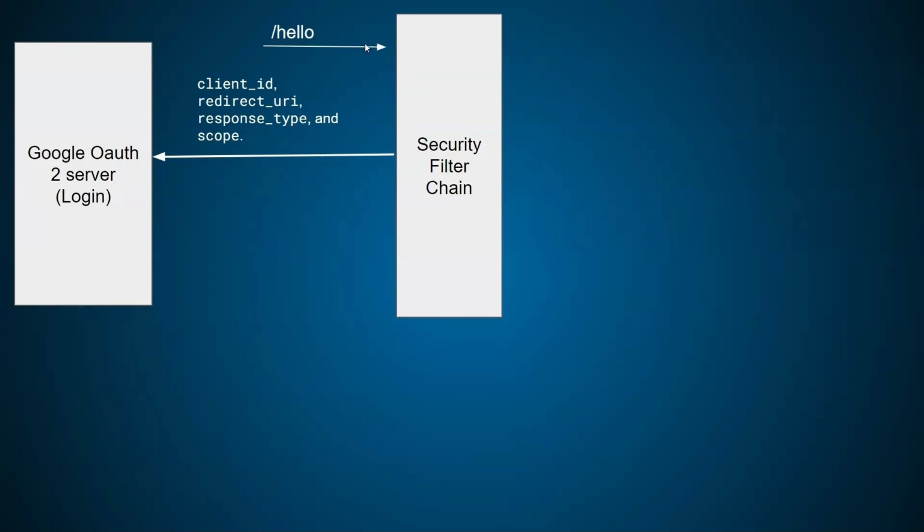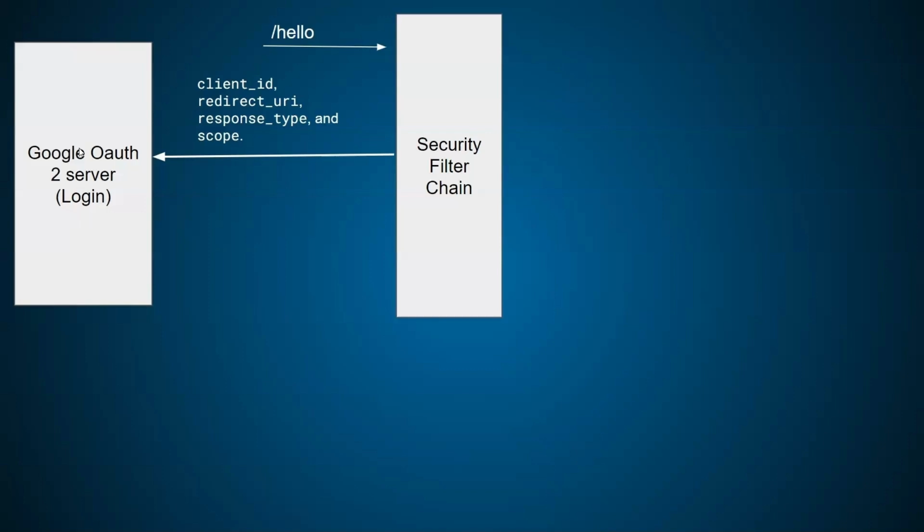So let me repeat. /hello will get hit on our application. It will get intercepted by the security filter chain. Now the security filter chain will redirect the user toward the login page. While redirecting to the Google login page, it provides the client ID, redirect URL, scope, and response type. Here the user has to log in with their username and password, and also has to provide consent, that the application wants to access your profile, email, and some other stuff.